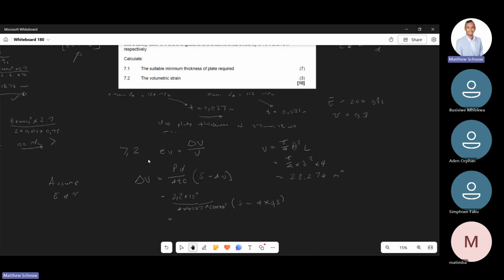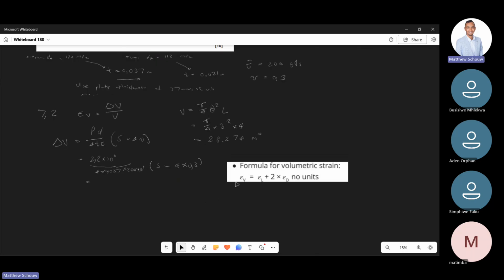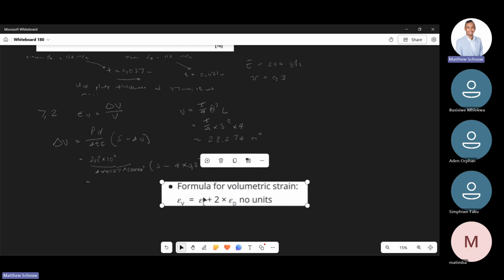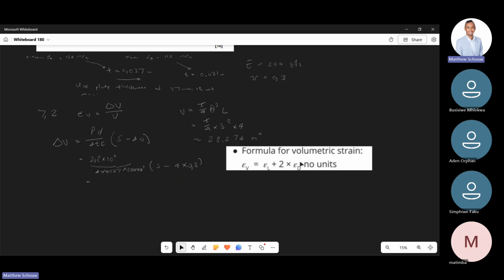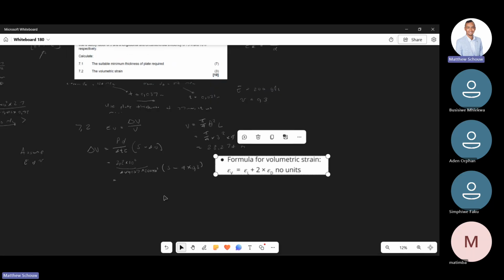I'll just show you the formula, what the other approach looks like. The volumetric strain is equal to your longitudinal strain plus 2 times your circumferential strain. So that's the other approach on how to calculate it. But let's see if our assumed values will work out here.